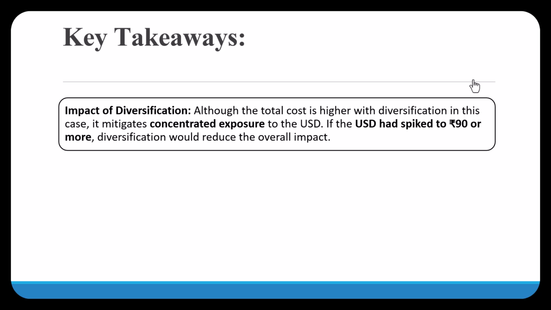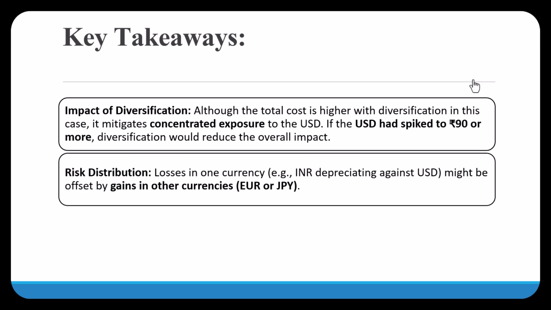So, as per this example, if the dollar would have appreciated much more than what we have shown here, it would have resulted in a lower cost compared to what we have seen earlier. Risk distribution: losses in one currency, such as INR depreciating against USD, might be offset by gains in other currencies, that is, the euro and Japanese yen.